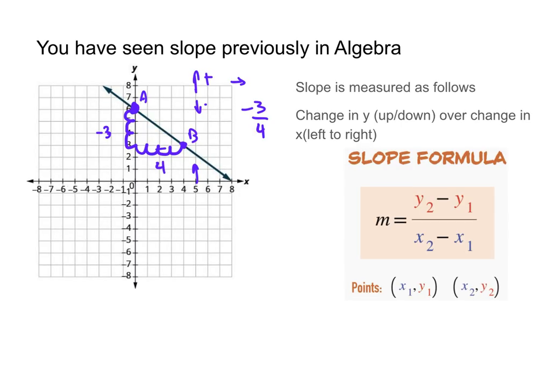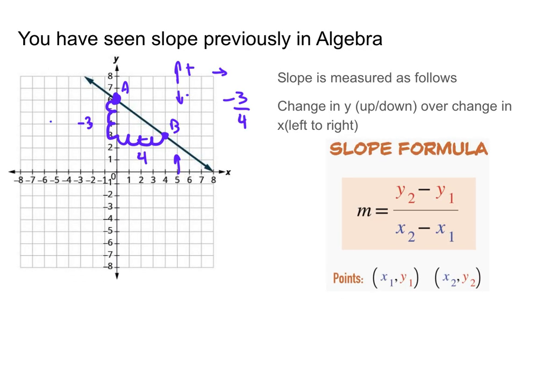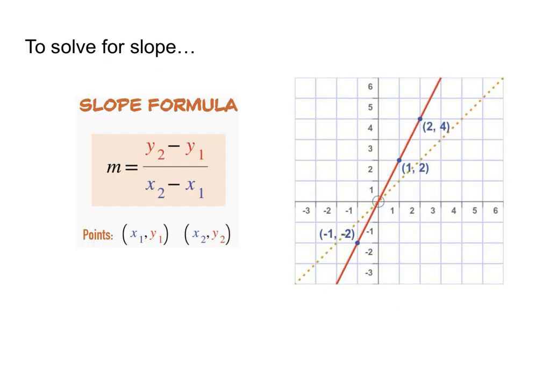Okay, if I don't have a graph and I just have 2 points, I'm going to follow this formula right here. And this formula is very important. Write it down, circle it, put stars around it. That's going to be kind of the main point of today. So 2 points, y minus y over x minus x.